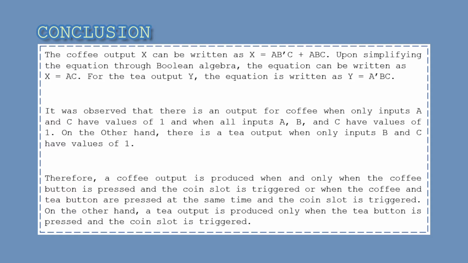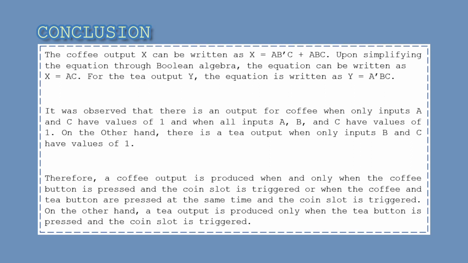It was observed that there is an output for coffee when only inputs A and C have values of 1, and when all inputs A, B, and C have values of 1. On the other hand, there is a tea output when only inputs B and C have values of 1.